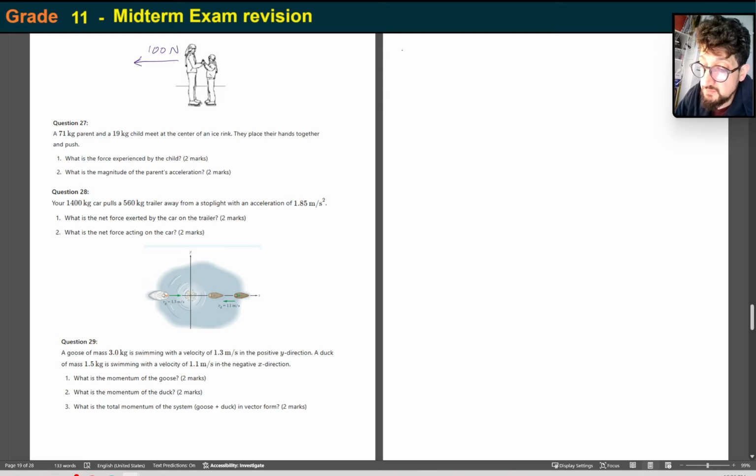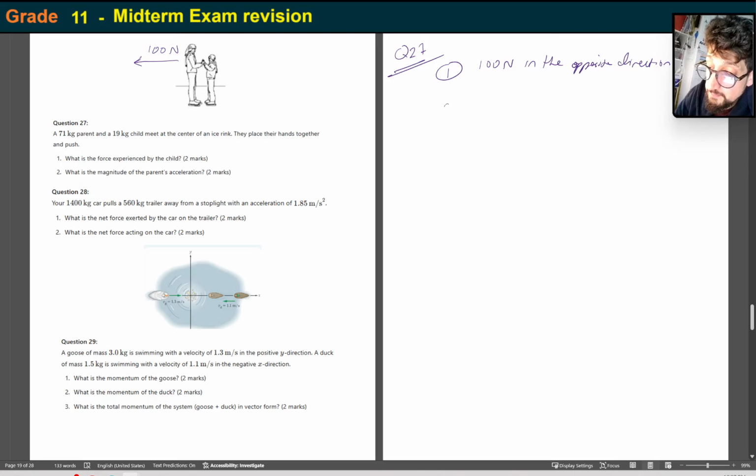What is the force experienced by the child? It's going to be exactly the same, equal and opposite. So if we say that's 100 in that direction, then the child is going to experience 100 newtons in the opposite direction. So if that's, say, for example, positive 100, then it's going to be negative 100. But I don't know which is positive and which is negative, so I'm just going to say 100 newtons in the opposite direction. In the exam, though, it'll be very clear. Like it'll say 100 newtons to the left, so then you'd say 100 newtons to the right.